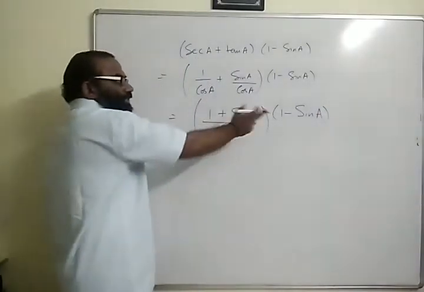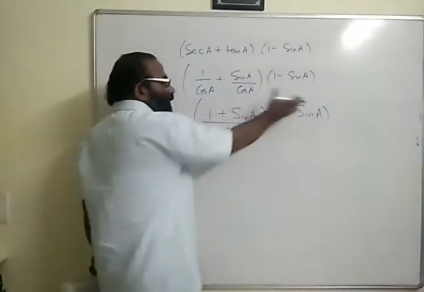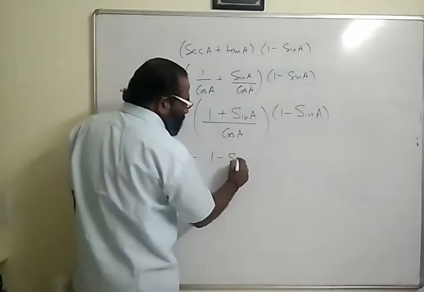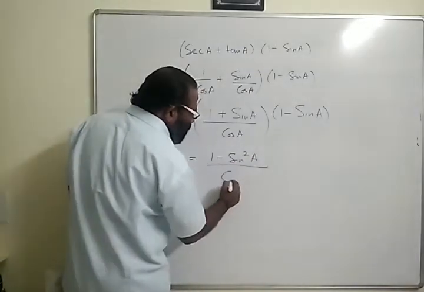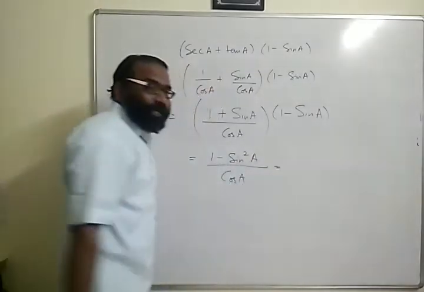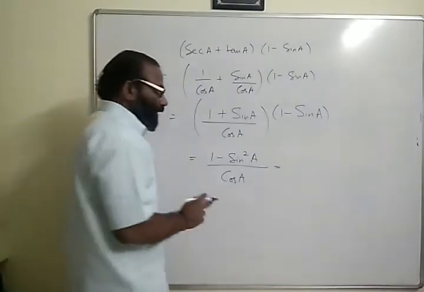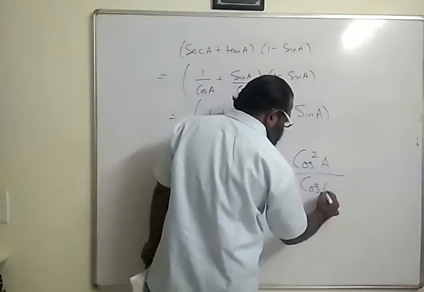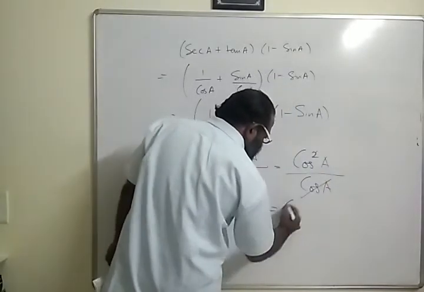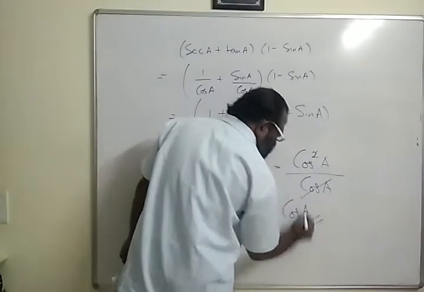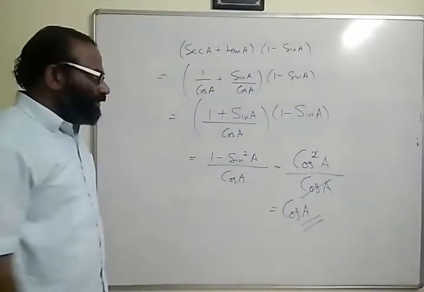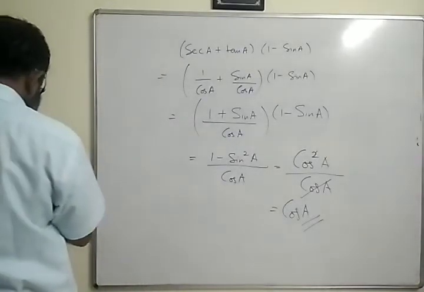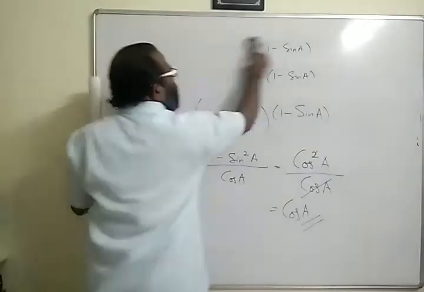So the numerators you can multiply a plus b into a minus b, so it becomes 1 minus sin squared A by cos A, and 1 minus sin squared A is cos square A. So I can write it as cos square A by cos A, which is equal to cos A. So one of the cos A's cancel up and down, so the answer is cos A. So let's move on to the next question.